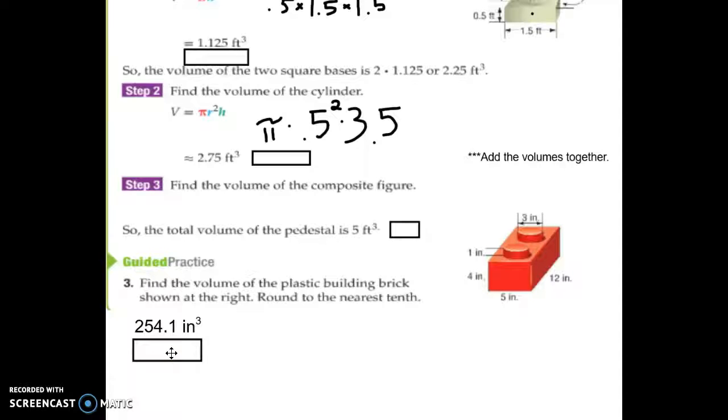Alright, so again, today we're working on cylinders, mixing some prisms to make sure you remember the review.